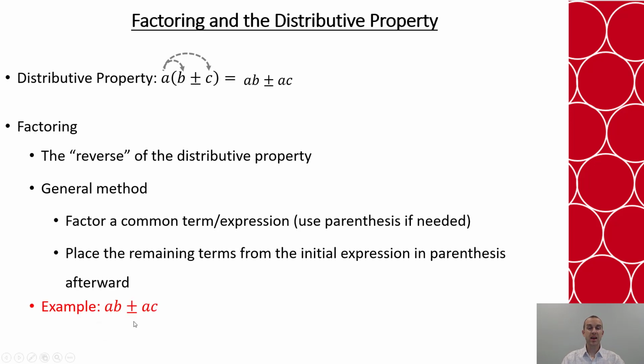Instead, we start with the AB plus or minus AC and say, okay, both terms in this sum or difference have an A. So I factor that out, and what I'm left with will be grouped together as a new expression. So this would be A times the quantity B plus or minus C.